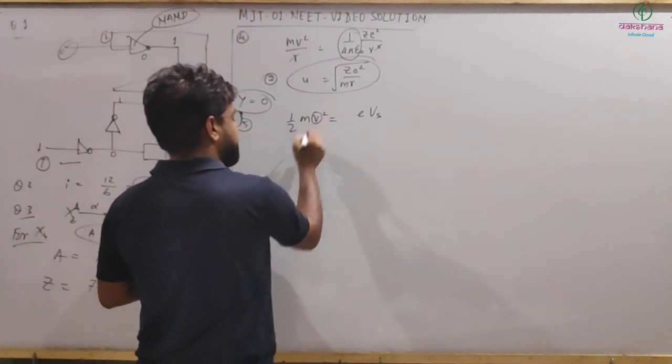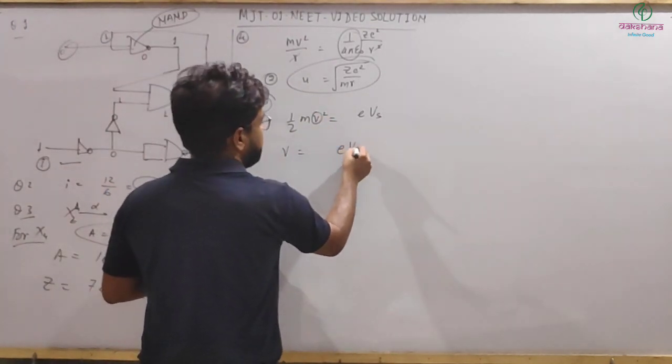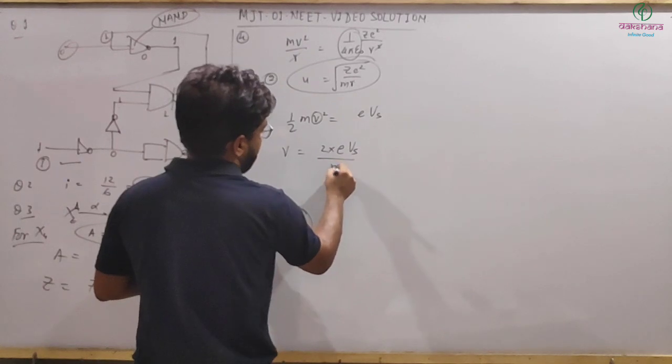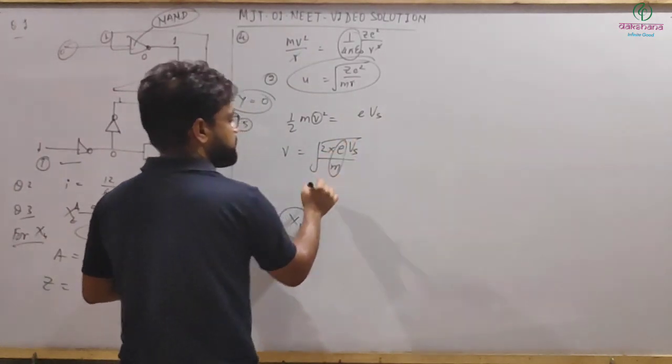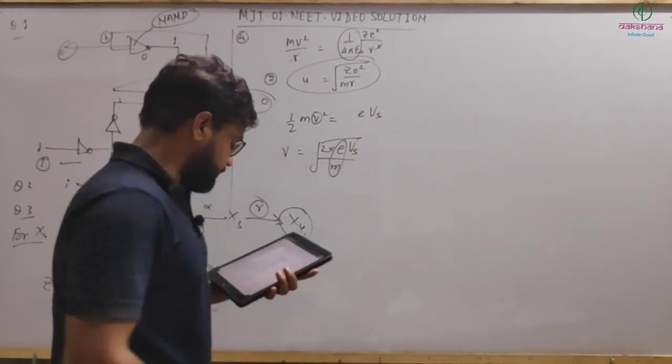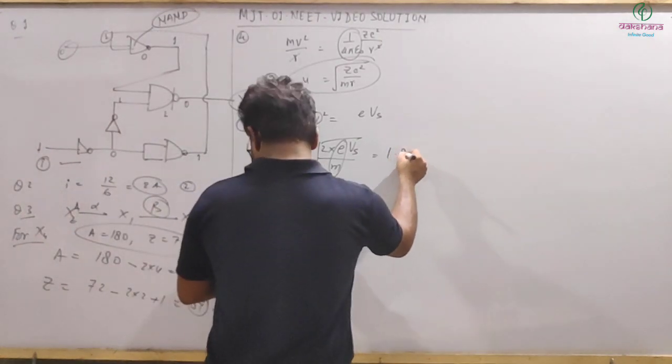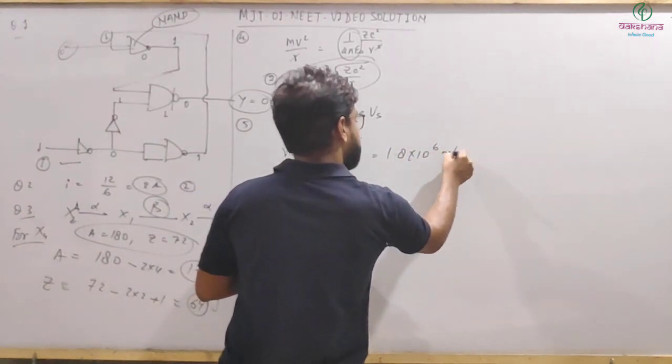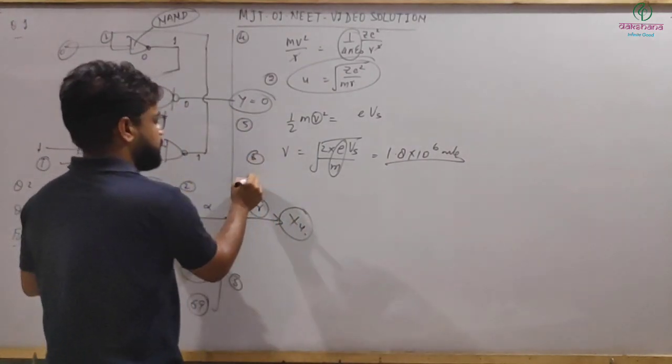So here you are asked for V maximum, so V will be equal to root over 2 e V s divided by m. E by m is given, so substituting and solving we get the answer. It's coming out to be 1.8 into 10 to the power 6 meter per second, matching with option number 3. Next, question number 6.